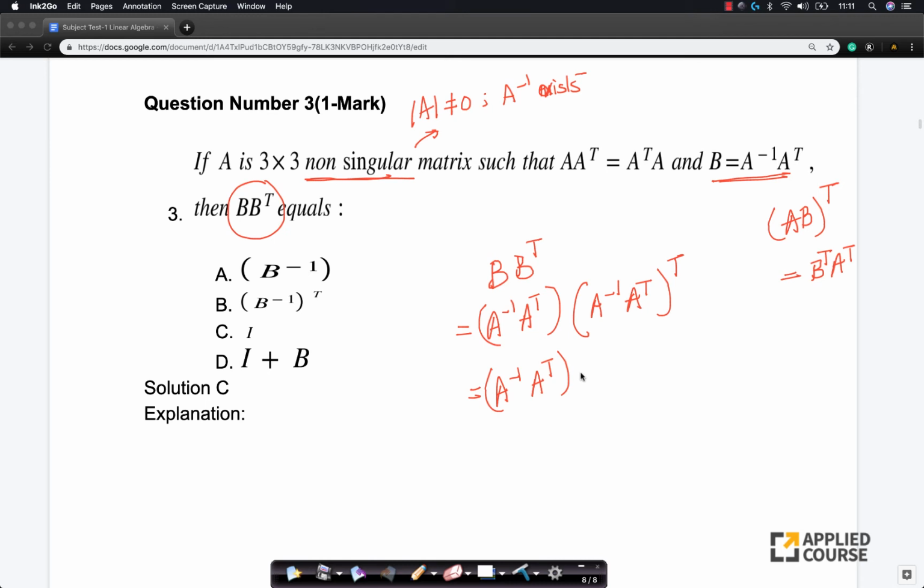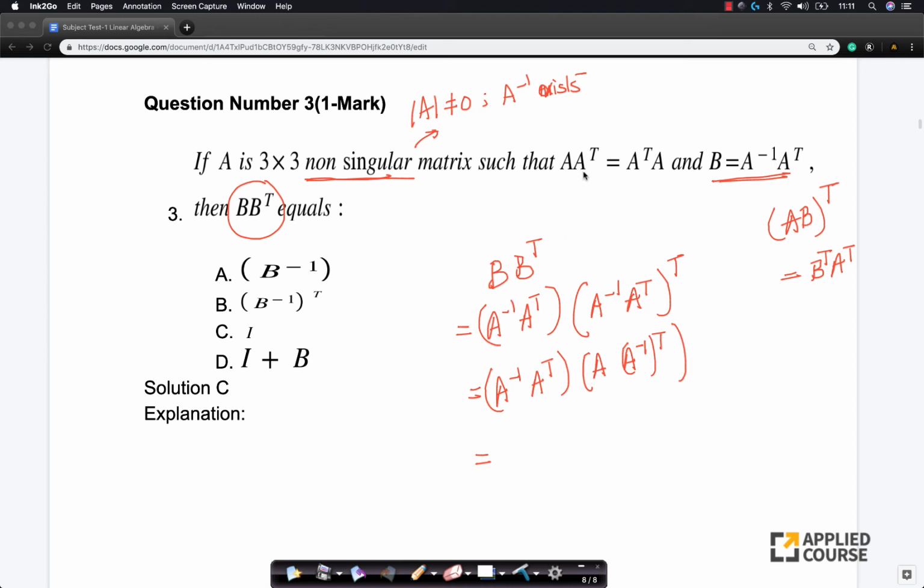So A transpose transpose is going to be A itself, right? A transpose transpose is going to be A itself. A inverse transpose is going to be A inverse transpose. Okay, very simple. Till here everything is good. Now A transpose A. Now look at this.